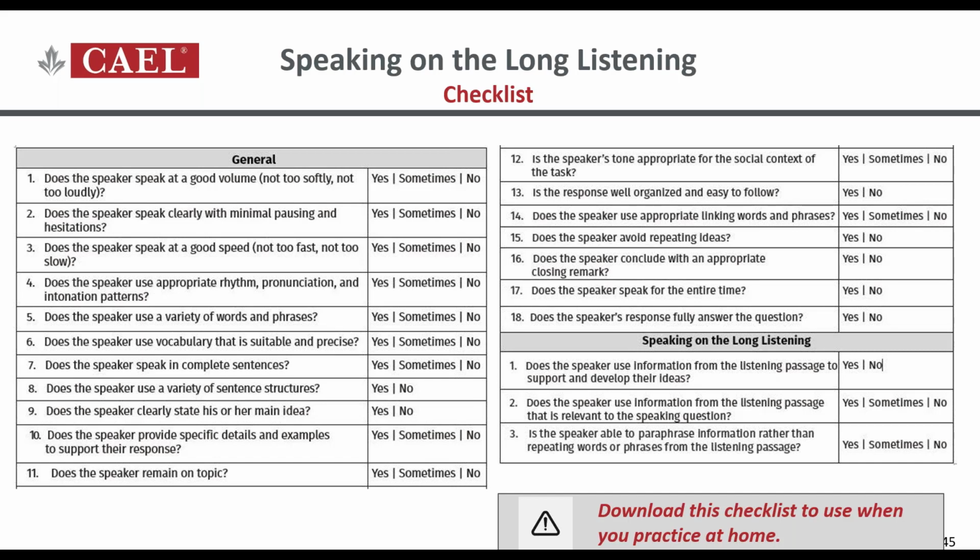Number 3 says, is the speaker able to paraphrase information rather than repeating words or phrases from the listening passage? And this one is very important. I'd like to just stress this one. That means that you have to paraphrase the information, which means change it into your own words. So rather than quoting the passage directly and just copying exactly what they said, you should change the wording a little bit and change it into your own words.